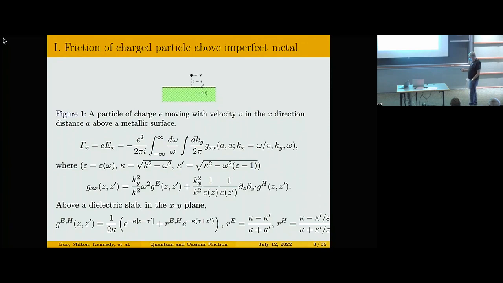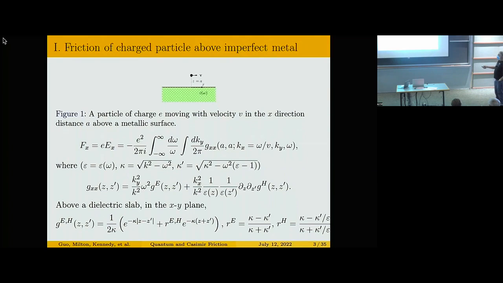And so a formula that one can easily derive for the frictional force, which is just the charge times the electric field that the particle feels, is given in terms of the xx component. X is the direction of motion. So it's the xx component of the reduced Green's function evaluated at kx equals omega over v. And where the epsilons are frequency dependent dielectric constants, and there's a kappa of the z component of the momentum. We've chosen the coordinate system to emphasize this geometry. Z is the direction above the surface, and kappa prime is the corresponding propagation vector in the medium, so it has an epsilon in it.